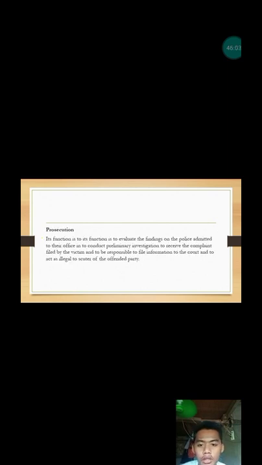Prosecution. Its function is to evaluate the findings the police submitted to their office, to conduct preliminary investigation, to receive the complaint filed by the victim, to be responsible for filing information in court, and to act as legal counsel of the offended party.